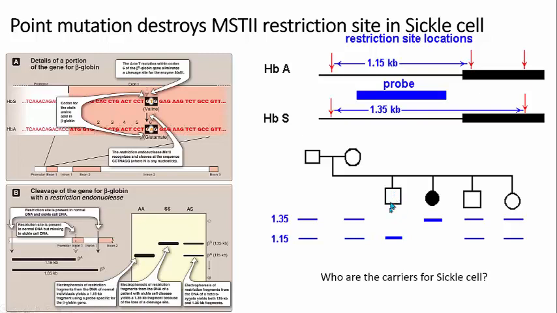This person, however, only has the 1.15 fragment, and remember that comes from the normal allele, so this person is 100% normal. This person actually has sickle cell anemia. We can tell that by the fact that they are colored in the pedigree, but we can also tell because they hybridize to the 1.35 band, which is the sickle cell anemia band. They only have one band, so they must be homozygous.